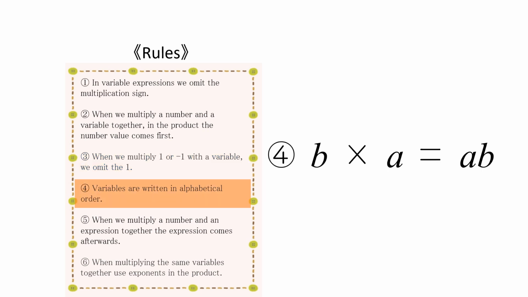The fourth rule is that variables are written in alphabetical order. b times a is written as ab.